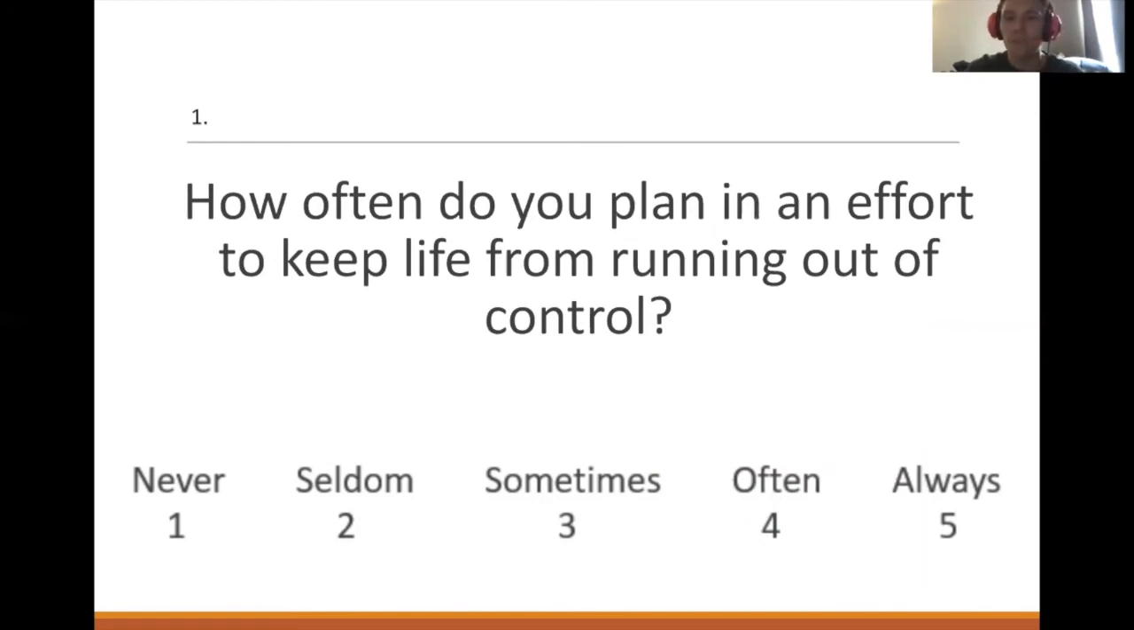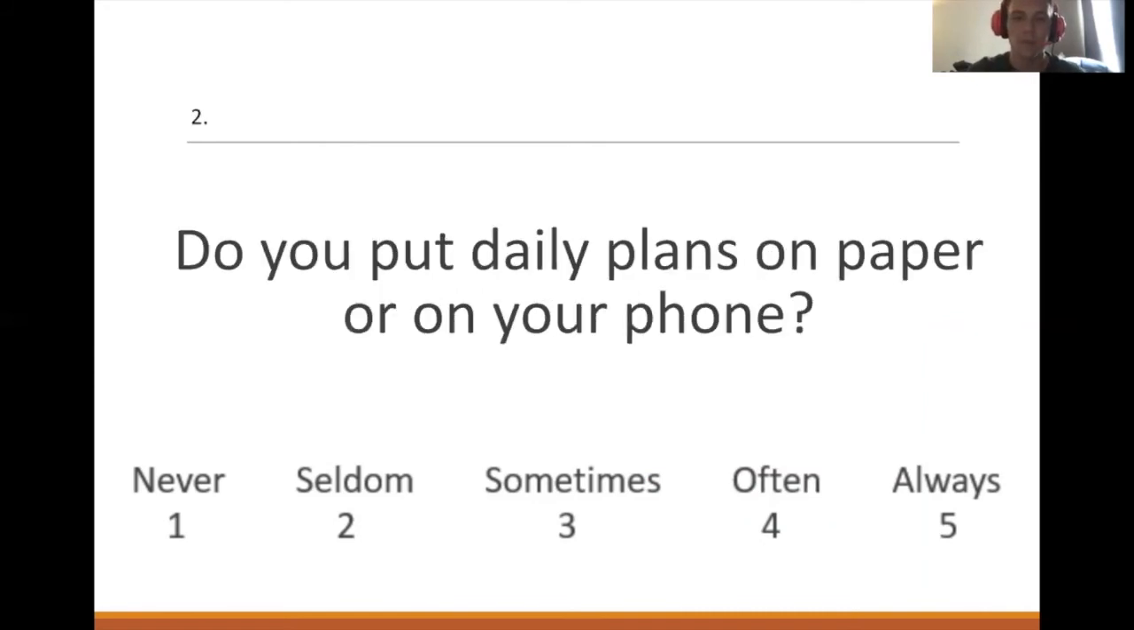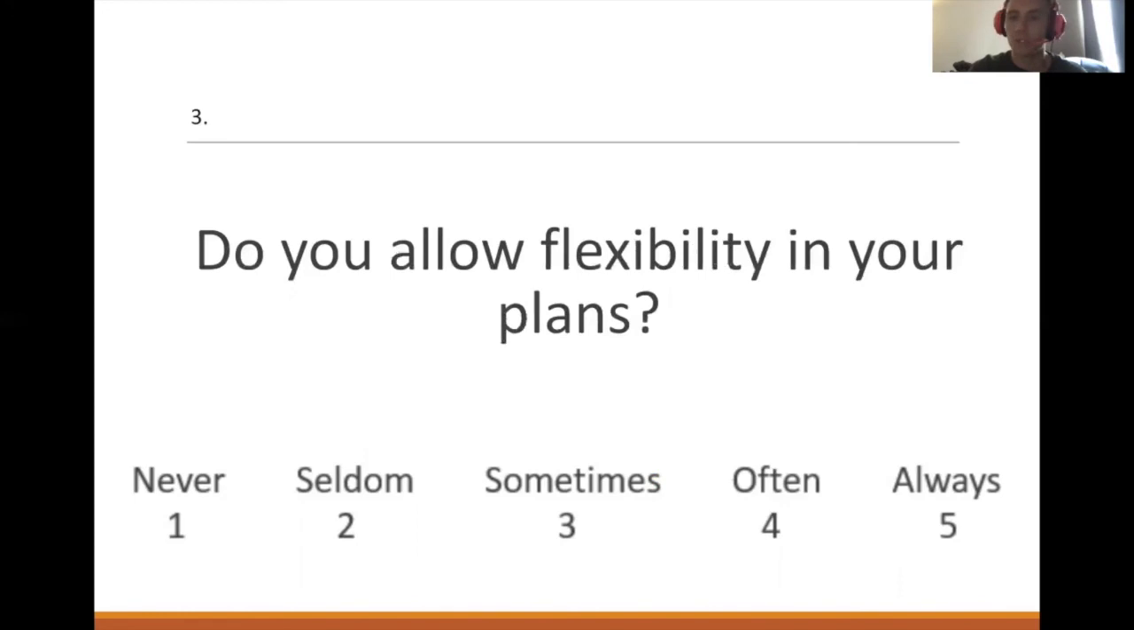How often do you plan in an effort to keep life from running out of control? So 1 would be never, 5 meaning always. All right, question 2. Do you put daily plans on paper or on your phone? Question 3, do you allow flexibility in any of your plans?